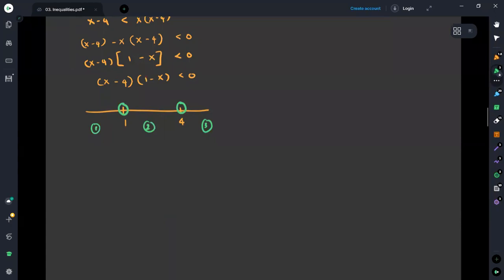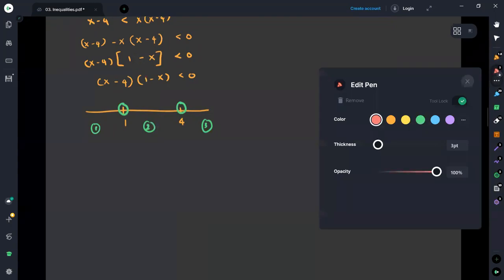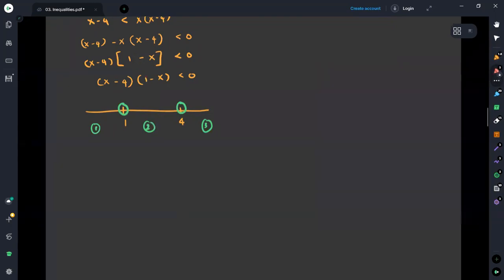If you are able to take a value from the first region and substitute it, then we can find out that if you are taking 0 here, then 0 minus 4, we'll get minus 4, times 1 minus 0. Here we are getting a negative value, and it satisfies our inequality. Therefore, the first region satisfies this inequality.